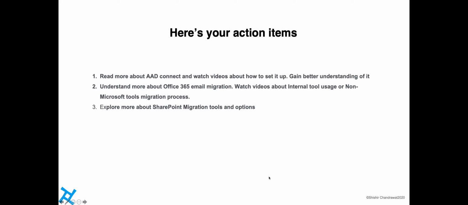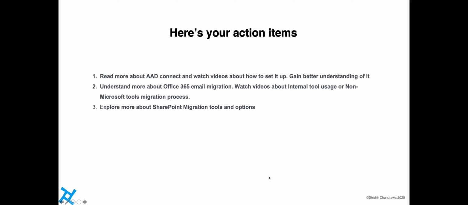So here are your action items for this week. Read more about Active Directory Connect and watch the videos about how to set it up, to gain a better understanding of it. So you need to understand the overall concept of why AAD Connect is important and what is the benefit of AAD Connect. The benefit is the same identity is maintained. The users can use the same password and username which they use for their on-premise Active Directory. Even if they change the password in their on-premise Active Directory, it will get changed in Office 365.